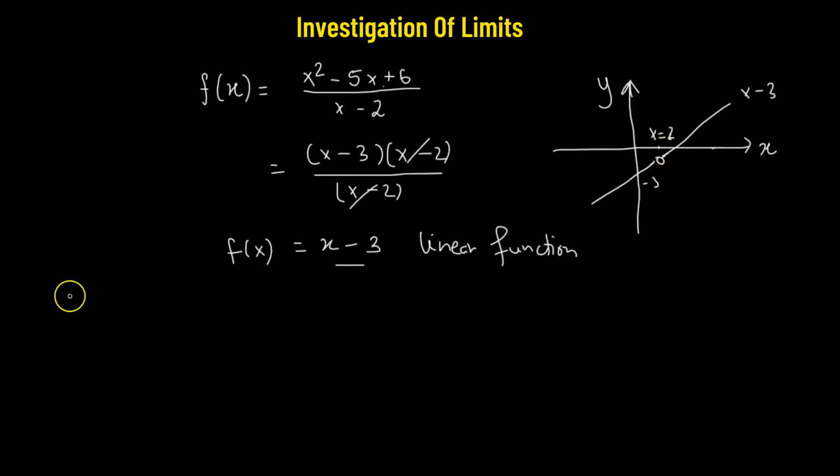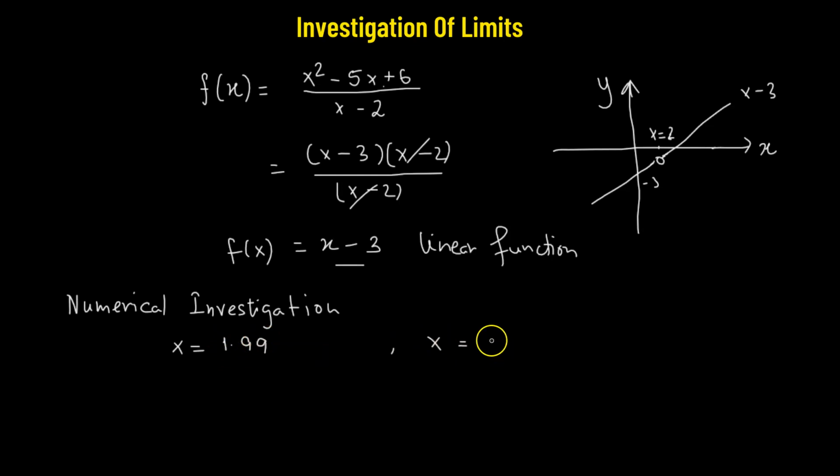Now we will do a numerical investigation here, because we are trying to find out the value of this function in the neighborhood of x equals 2. So let's take some values. Let's take x equals 1.99 and x equals 2.01. This is in the neighborhood of 2. Here 1.99 means we are approaching 2 from the left hand side, and 2.01 means we are approaching x from the right hand side.